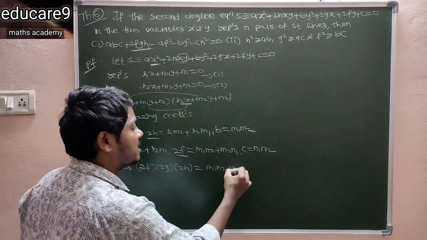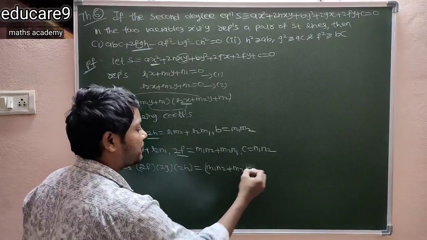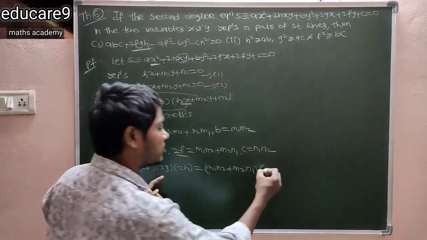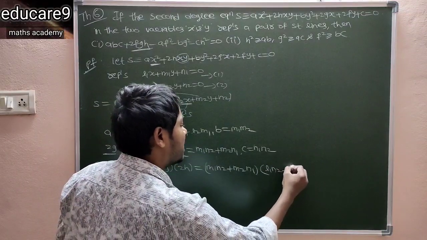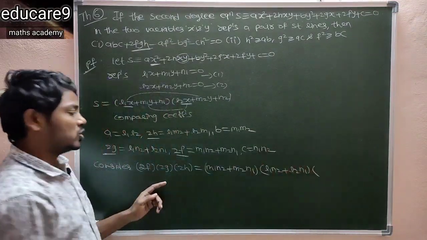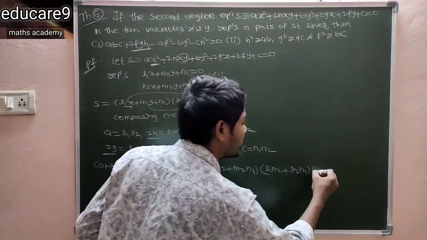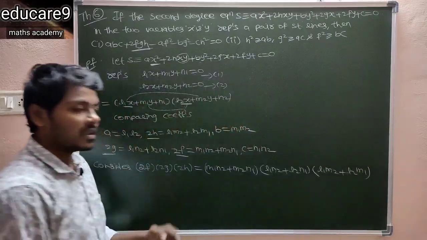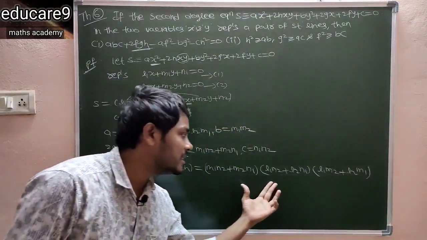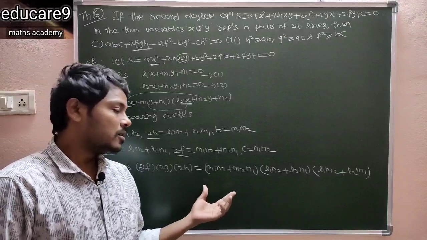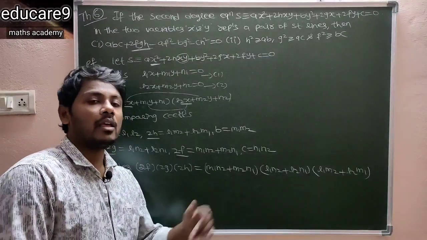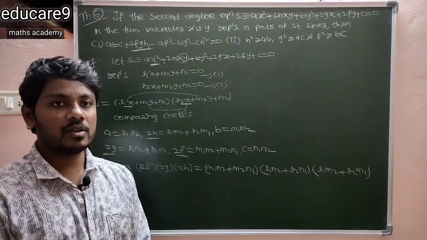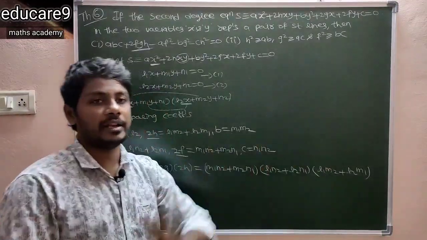m1 n2 plus m2 n1, into 2g. So what is 2g? L1 n2 plus L2 n1. Next, 2h: L1 m2 plus L2 m1. Now you need to multiply these three terms. So clearly, this is so lengthy. So for that we have to use one shortcut method for multiplying these three terms.